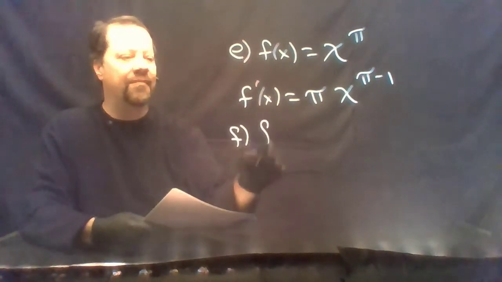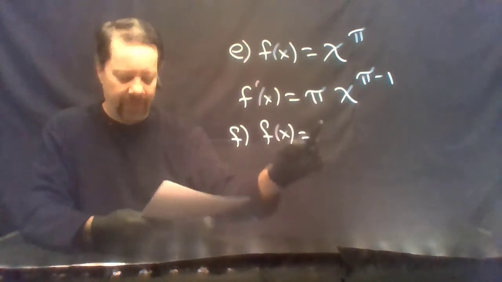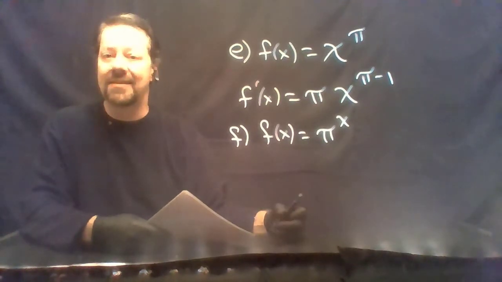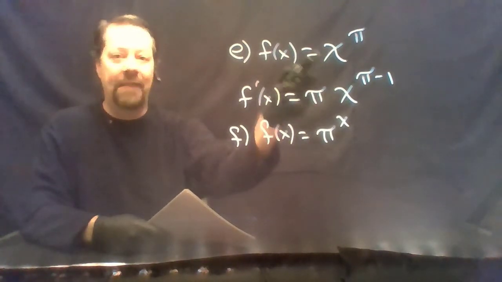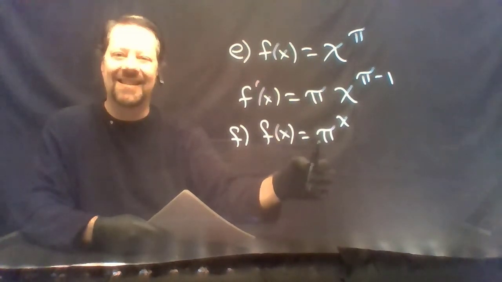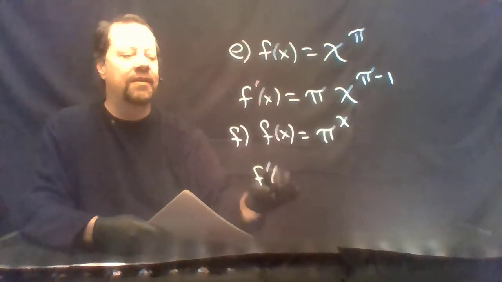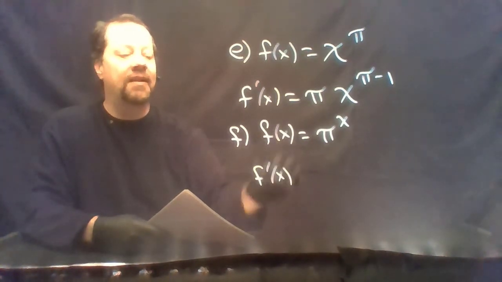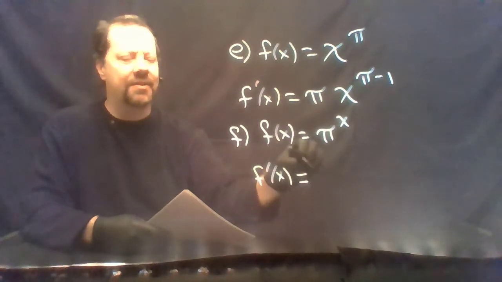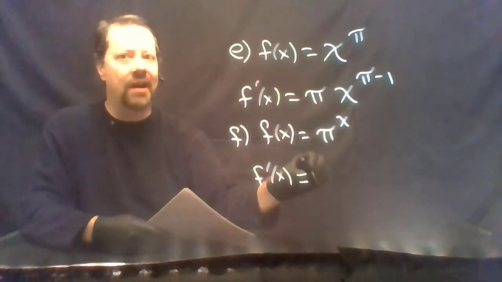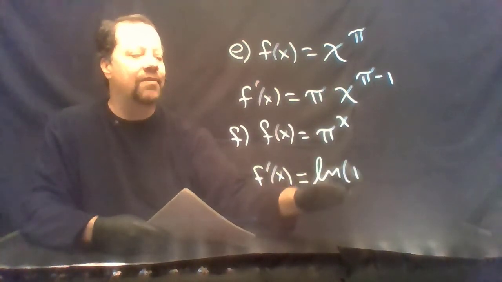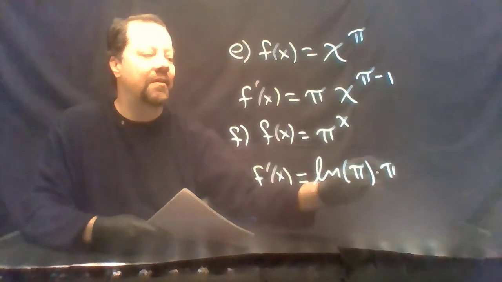On problem F, we phrase the problem the other way around. Pi to the variable power x. This is no longer a power function like this. We don't use the power rule for derivatives. Instead, this is an exponential function. Notice how on the next line I'm writing f prime of x equals. Don't write just equals. What you're writing next is not equal to what is above. The natural log of pi times pi to the x.